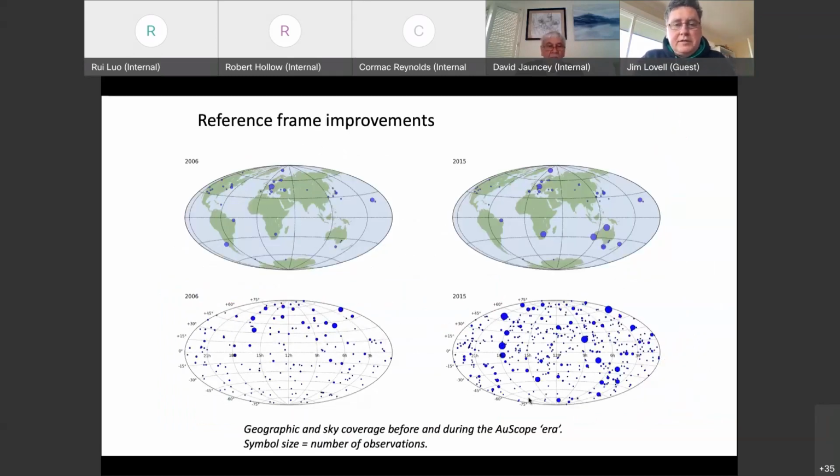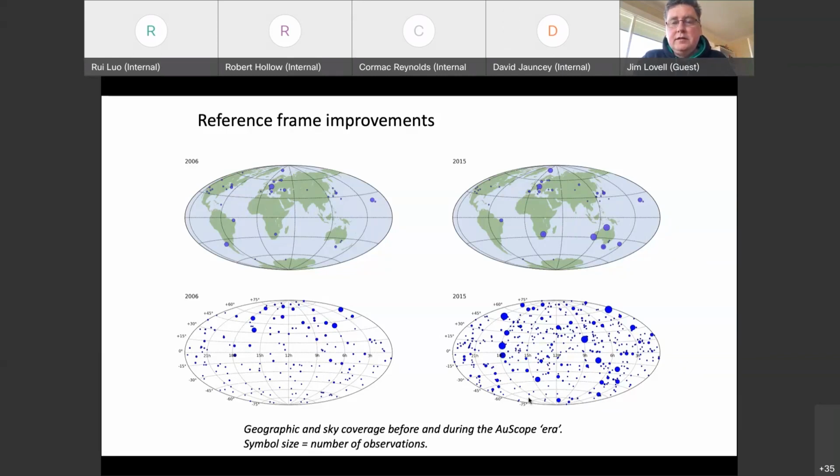If I wanted to summarize what Ozcope achieved over those 10 years, this is a good map of that. On the left-hand side, at the top, the blue dots show where the geodetic array telescopes are in the world in 2006, and the size of the circle indicates how much use they were getting. The bottom plot shows the reference frame survey sources, and the size of the dot shows how many observations were made. You can see a very strong northern hemisphere bias. On the right-hand side, you see where the Ozcope array came in.